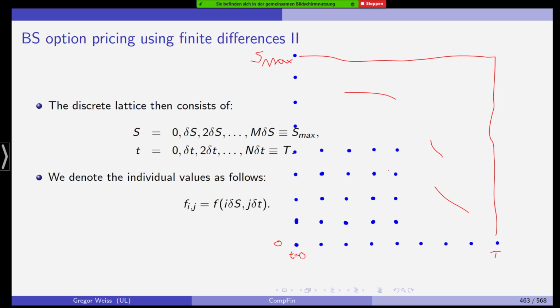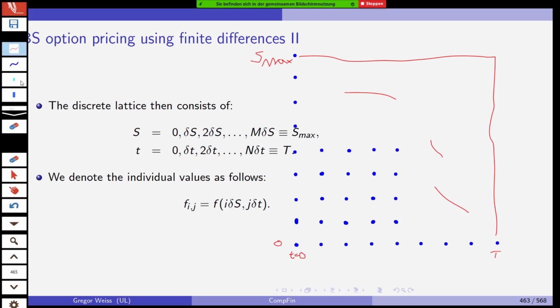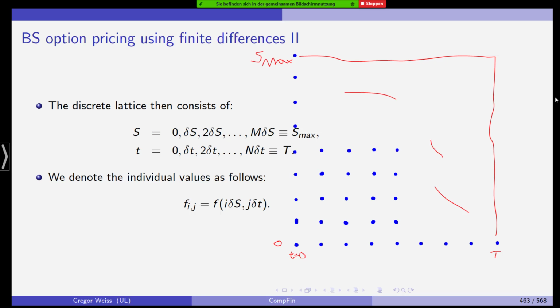So maybe let's talk about which stock prices and which option prices we know. Well, obviously we know this column, because at maturity the option prices F_i,j, F_i,T are known, since this is the option at maturity. And it's quite clear that this is given by the payout profile, the payout function.